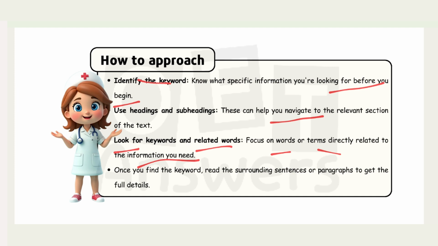So we have to find the keywords directly related to the information that we need. Once you find the keyword, read the surrounding sentences.